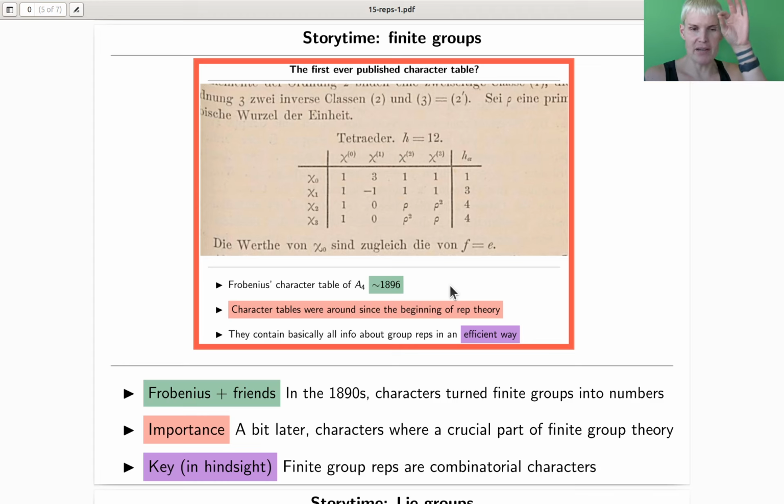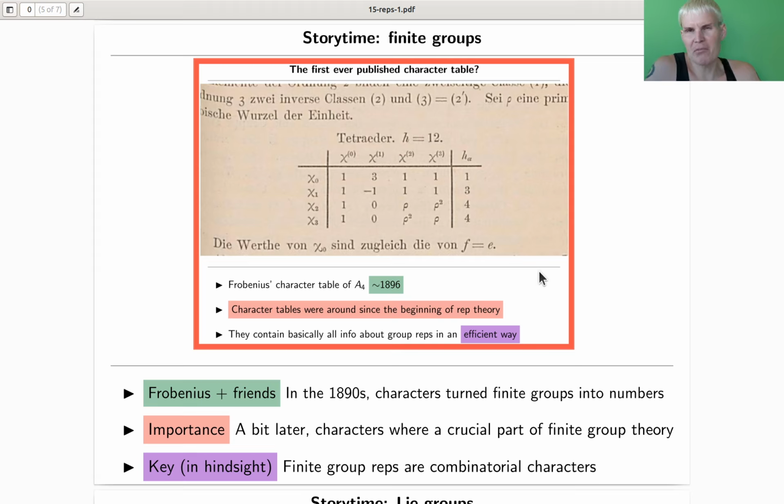So the whole idea on why this is so important is that characters, the numerical shadows of groups, were then used in the abstract theory of finite groups, and characters of groups just appear everywhere in modern mathematics and beyond, like in chemistry, when you have a symmetry of a molecule. And in hindsight, finite group representations, or finite symmetries, are combinatorial objects. That's the whole point. So these numbers are combinatorial objects, if you want.